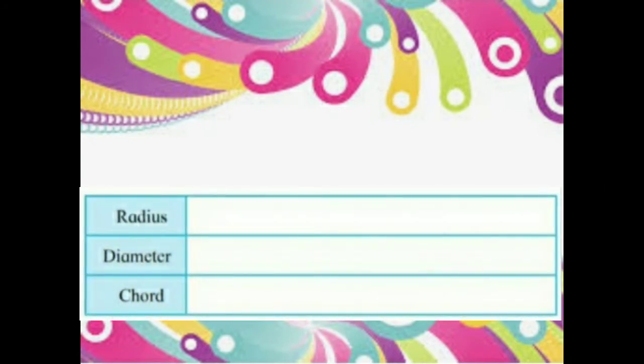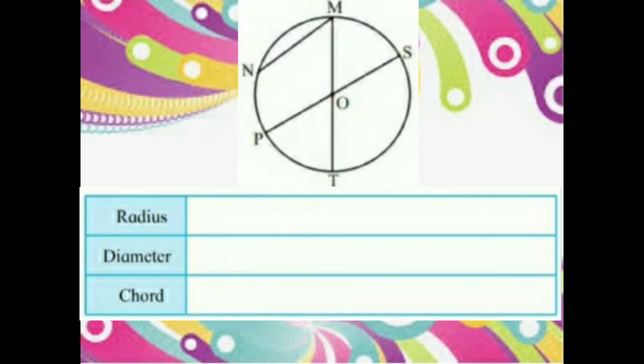Based on this information, let's try to complete this table by observing the figure given to us. From this figure, you have to identify and write down the radius, the diameter, and the chord of the circle. When you carefully observe, you realize there is more than one radius in this circle, so you are expected to note them down one by one. Before we begin with the naming, kindly note that every time you name a radius, diameter, or a chord, you must begin by writing the word segment.